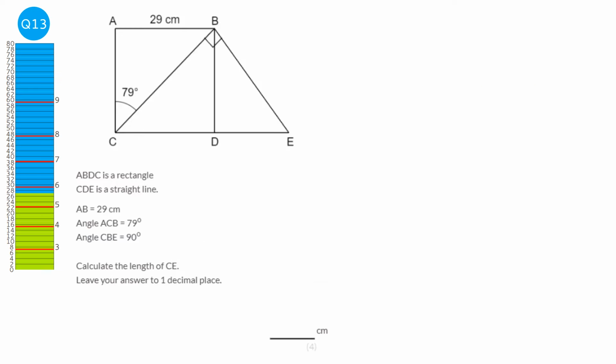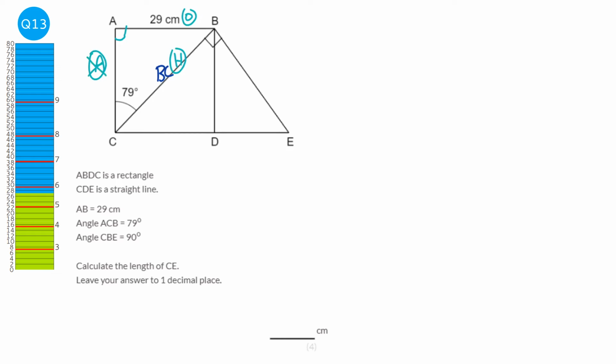So we can't work out length CE directly, but what I'm going to do is start off by finding length BC. And I'm going to do that using trigonometry. So we've got the 90 degrees there. We'll start by labeling it. So BC is the hypotenuse. The opposite here and adjacent here.